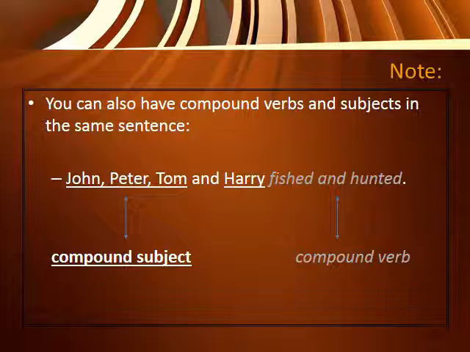Here is an example where we have a compound subject and a compound verb all in the same sentence, and that's perfectly fine. The compound subject, we are actually talking about more than two people. So you can have more than two people in your subject. John, Peter, Tom, and Harry are all the subject. They are all the subject. And because there are four of them, that makes it a compound subject. Fished and hunted are both verbs, and that makes the verb a compound verb because they not only fished, but they also hunted.